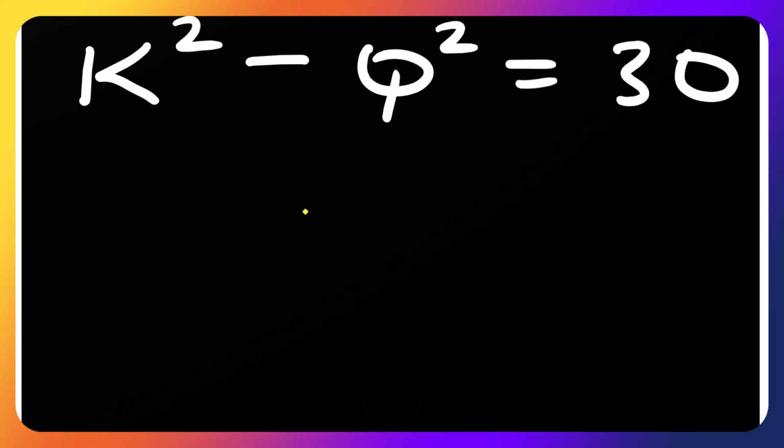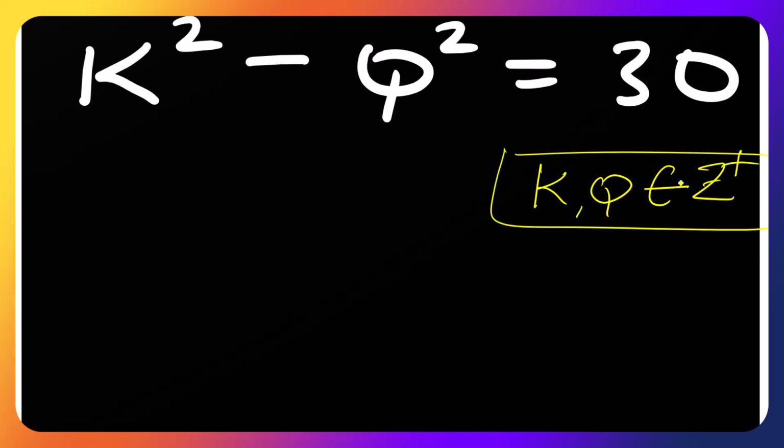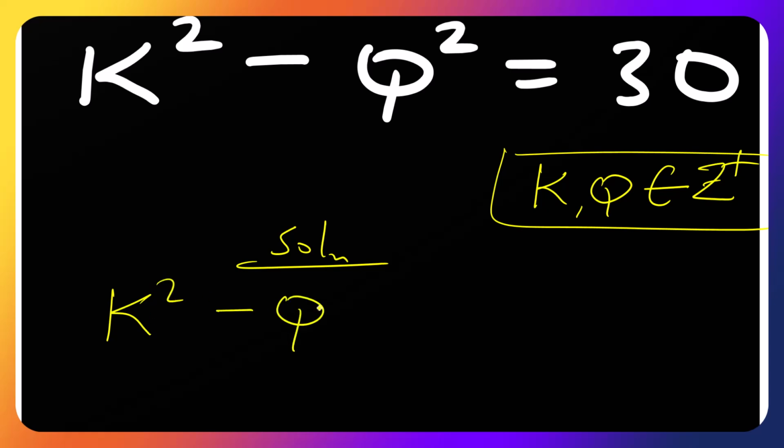All right, let's solve for k and q, where k and q are all integers, positive integers. So k and q belong to this set, so they are all positive. Solution. So we have k squared minus q squared equals 30.